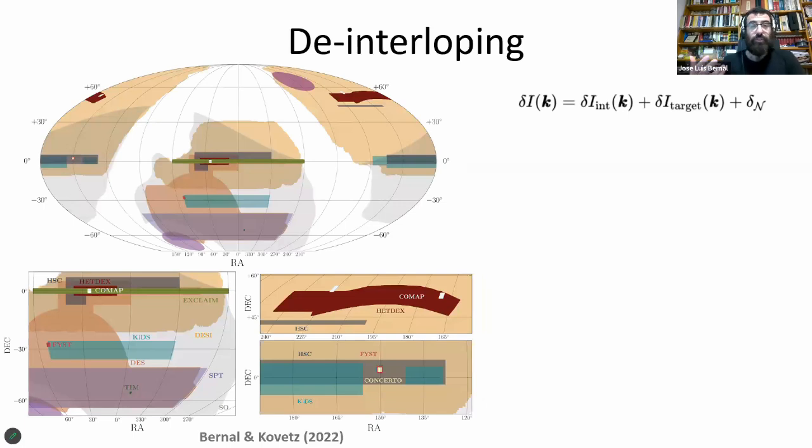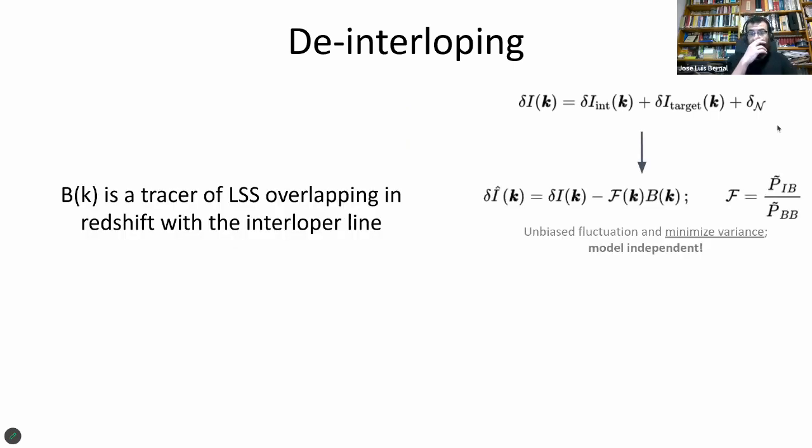So the only thing that we will need to do this would be having overlapping galaxy surveys, and we have that by design, since right now pathfinders are built in order to have this overlap. And also we have basically the whole sky now covered by galaxy surveys at low redshift. So if we model our fluctuations in the intensity as the interloper, the target, and the noise, we can always have a map that is filtered by some external fluctuation of the large scale structure, for example, the galaxy number overdensity, and minimize the variance of this filtered map.